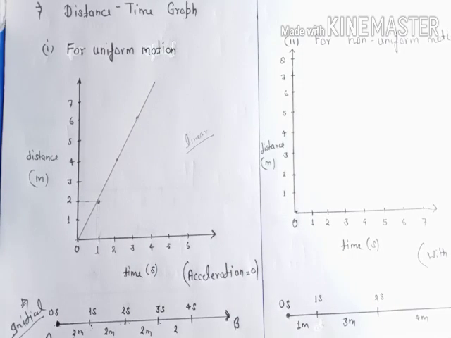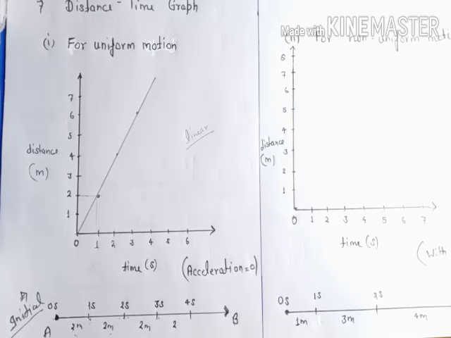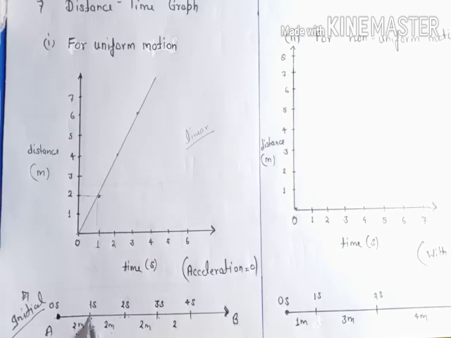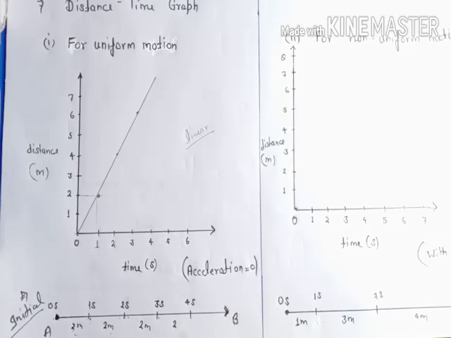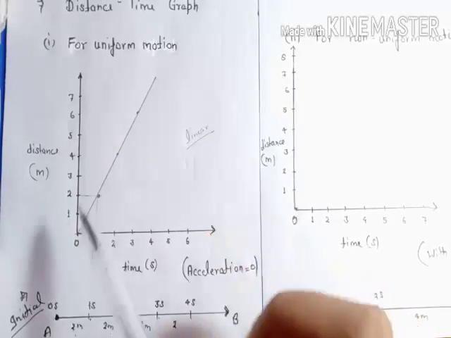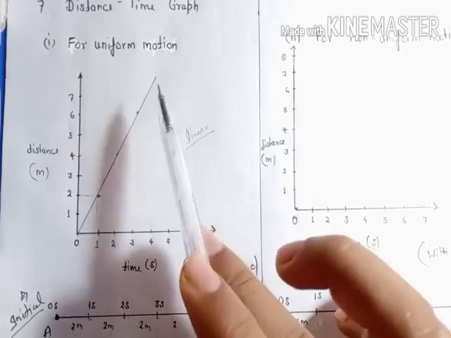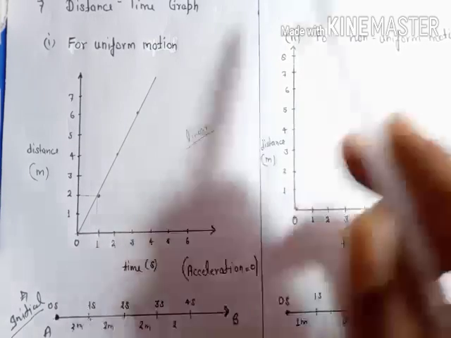Now it is written here acceleration is 0, and you know what is acceleration? Acceleration is change in velocity per second. And you can see here the body is covering the same distance in 1 second, 2 meter, 2 meter, 2 meter. So there is not any variation in velocity. That is why acceleration is 0. And in case of acceleration 0, you can see for uniform motion, distance time graph is linear or it is a straight line.